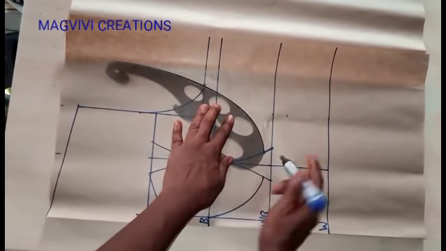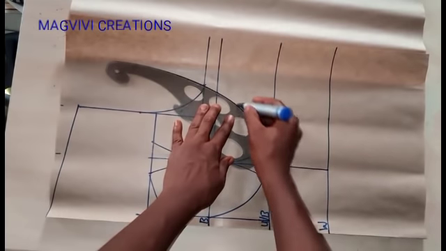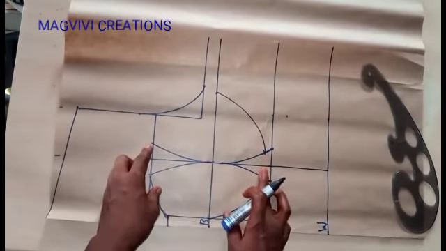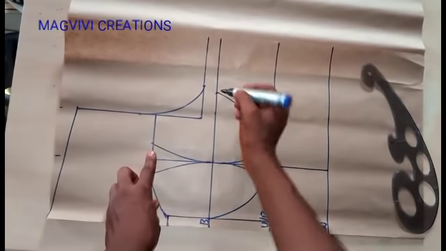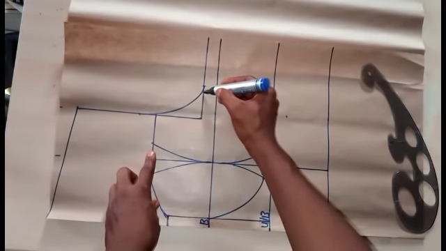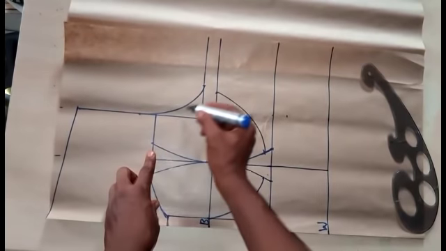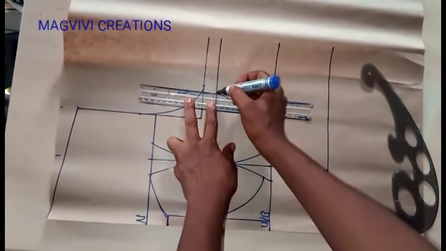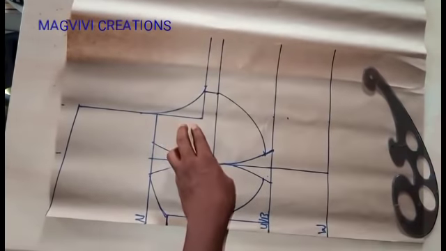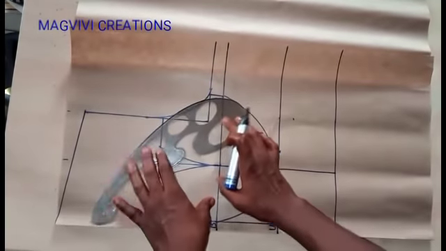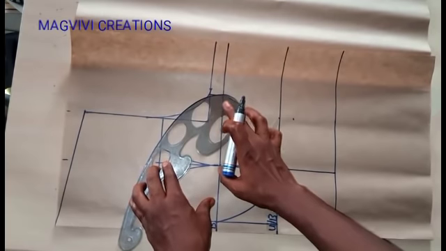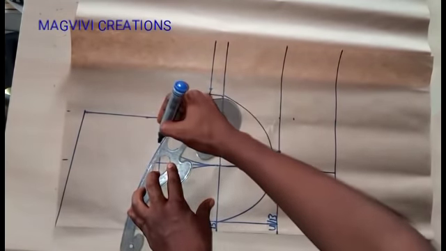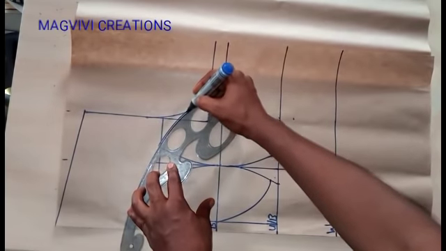So you just connect it from here to that side. Okay, you connect. By the time you have connected this one, the next thing is you mark up to your armhole, then you connect this one. Just go up like so to meet the armhole. Then you also connect this one, making sure it cuts through, that it gets to the armhole like so.